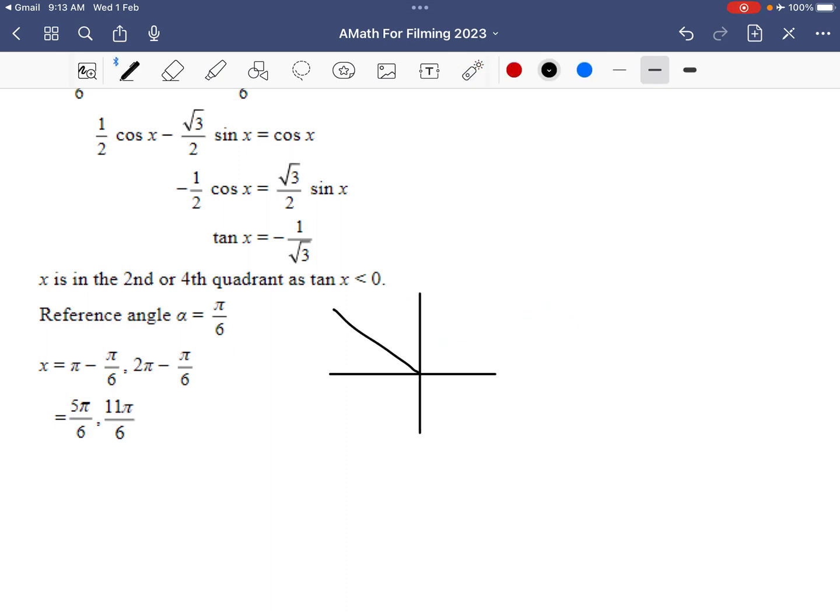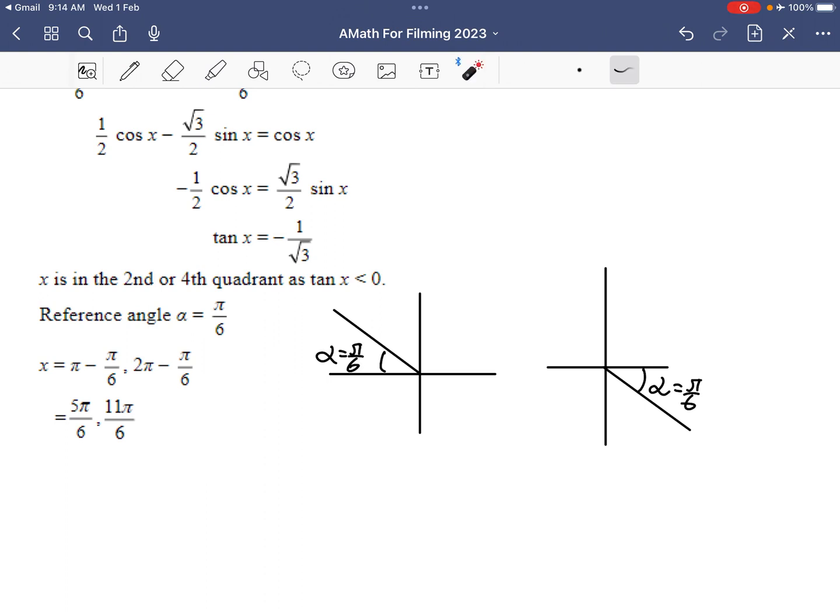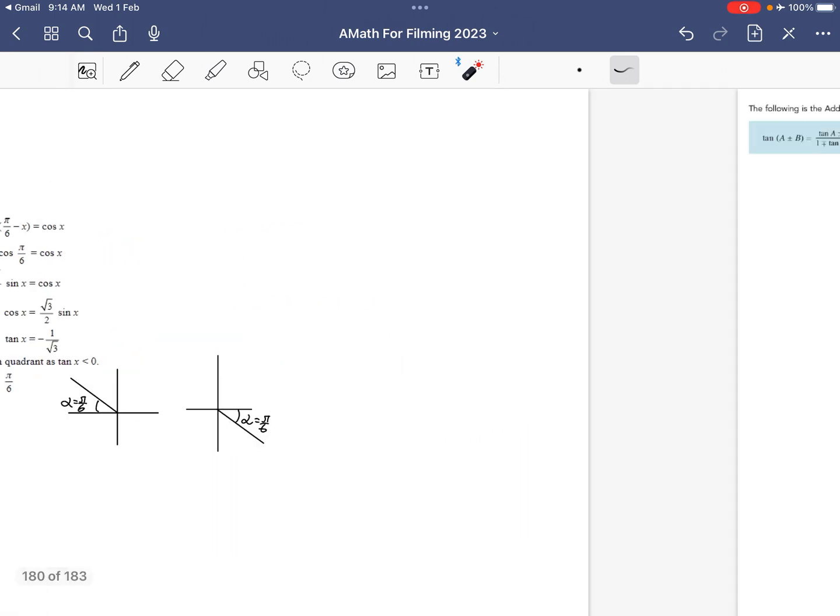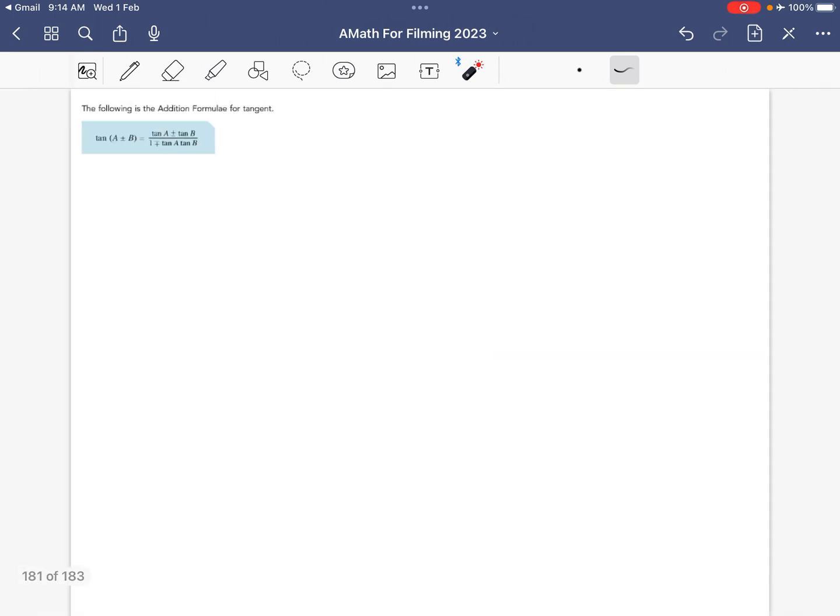So if I quickly sketch here, second quadrant, A, S, T, C, and my fourth quadrant. So I know that my alpha is pi over 6. So what I'll get here is the first angle is 5 pi over 6, and my second angle is 2 pi minus pi over 6, which is 11 pi over 6. So that is the answer for try 12.